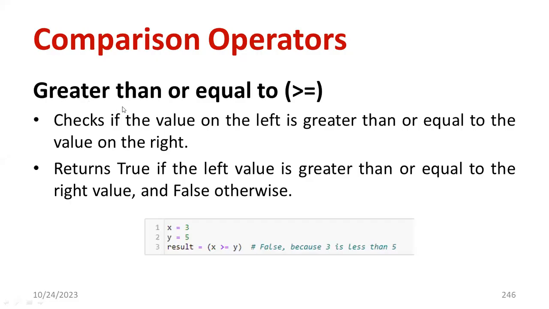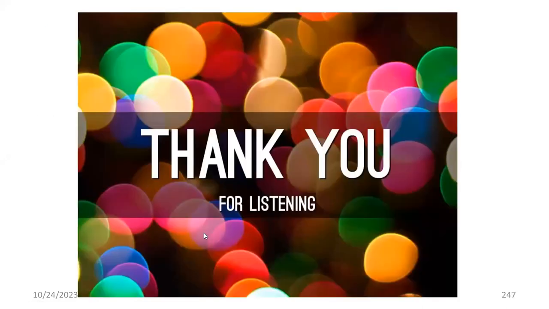Moving further, in the same fashion you can verify greater than or equal to. It checks if the value on the left is greater than or equal to the value on the right. It returns true if the left value is greater than or equal to the right value. You will get the false result if the condition is not met. So this is the example you can verify once, in the same fashion that we verified already.